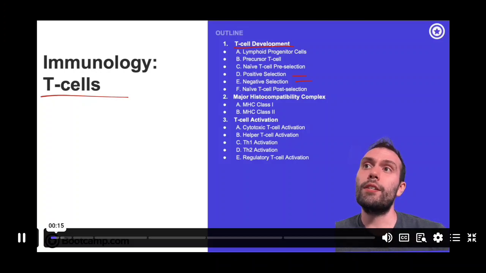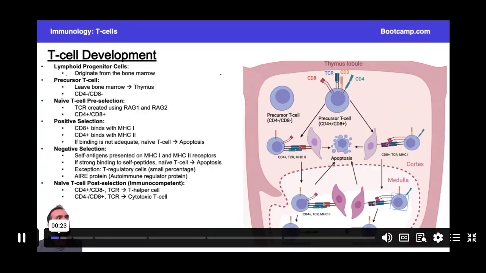We'll talk a little bit about the MHC or major histocompatibility complex 1 and 2, and then we'll talk about the process of T cell activation. If you've been following this video series so far, again, everything is really going to start here in the bone marrow, and we're going to have CD34 positive hematopoietic stem cells that eventually form the myeloid and the lymphoid lineage.